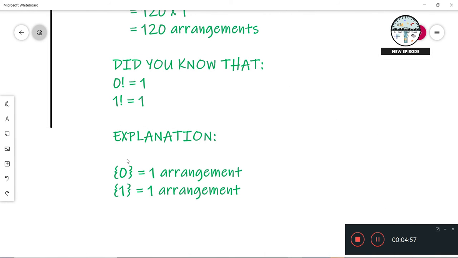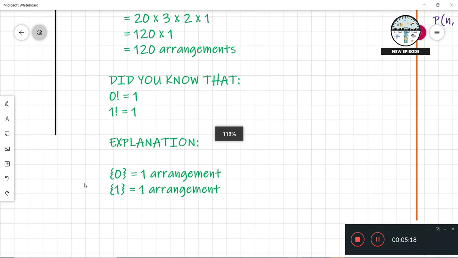So 0, we have a set that has only one element called 0. So my question would be, how many arrangements could you make in this set? Well, obviously it's only one arrangement, same as 1 as well.